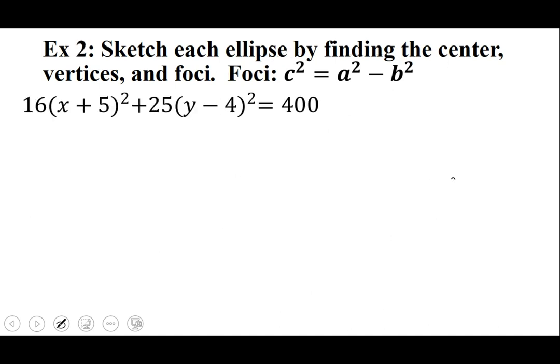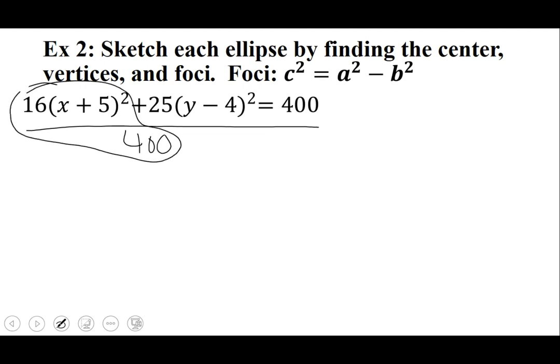Let's go ahead and try another example here. Again, you are going to graph this ellipse by finding the important information. Our first order of business is the fact that it cannot be equal to anything other than 1. So you're going to have to divide everything by 400. So 16 times (x plus 5) squared divided by 400, you're going to reduce the 16 and the 400. It turns out that it goes in exactly 25 times.